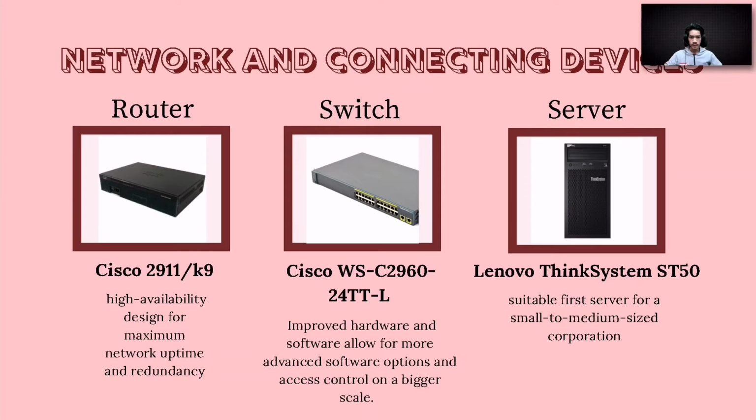Network and connecting devices. For the router, we use Cisco 2911K9 because it is built with a high availability design for maximum network uptime and redundancy. For the switch, we use Cisco WSC296024TTL. Improved hardware and software allow for more advanced software options and access control on a bigger scale. Lastly, for the server, we use Lenovo ThinkSystem ST50, suitable for a small to medium-sized corporation.